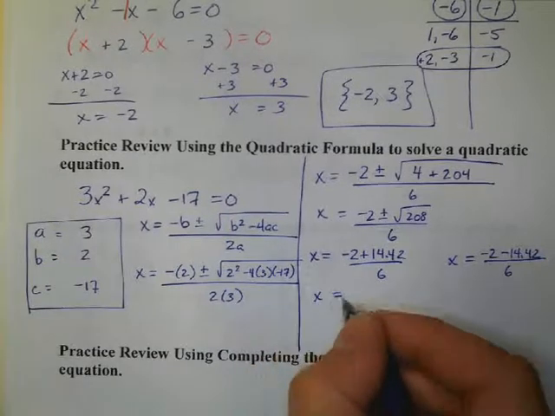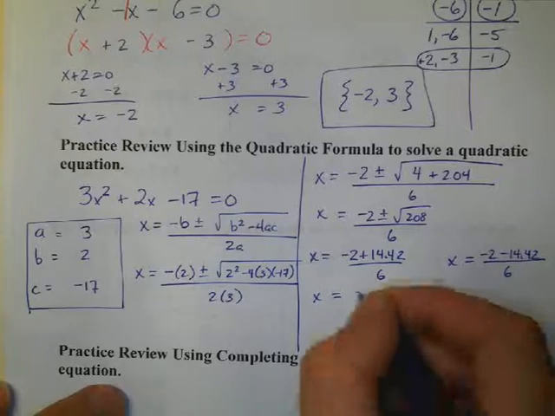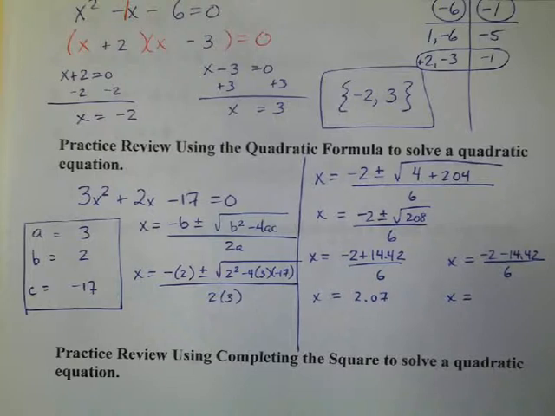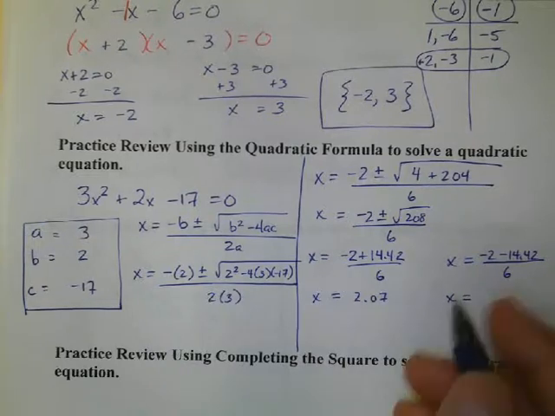I take the square root of 208 and I get 14.42. So I have -2 plus 14.42 over 6, or -2 minus 14.42 over 6. We simplify each one. -2 plus 14.42 divided by 6, and that's 2.07. On our other side, we have -2 minus 14.42 divided by 6.